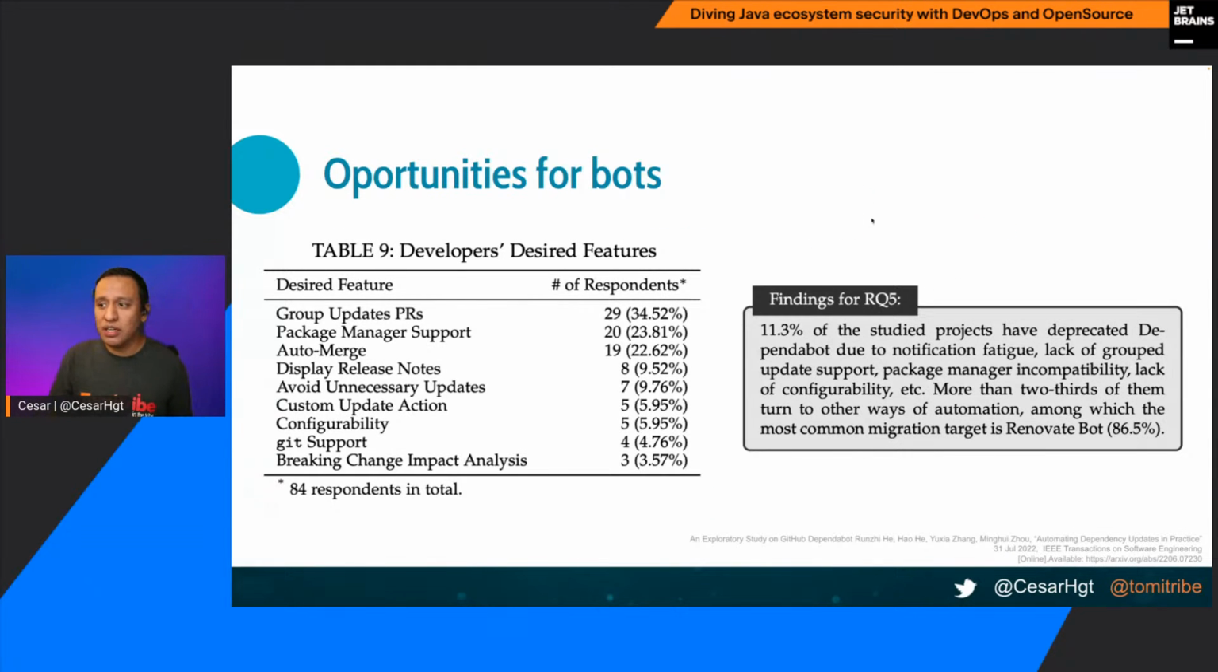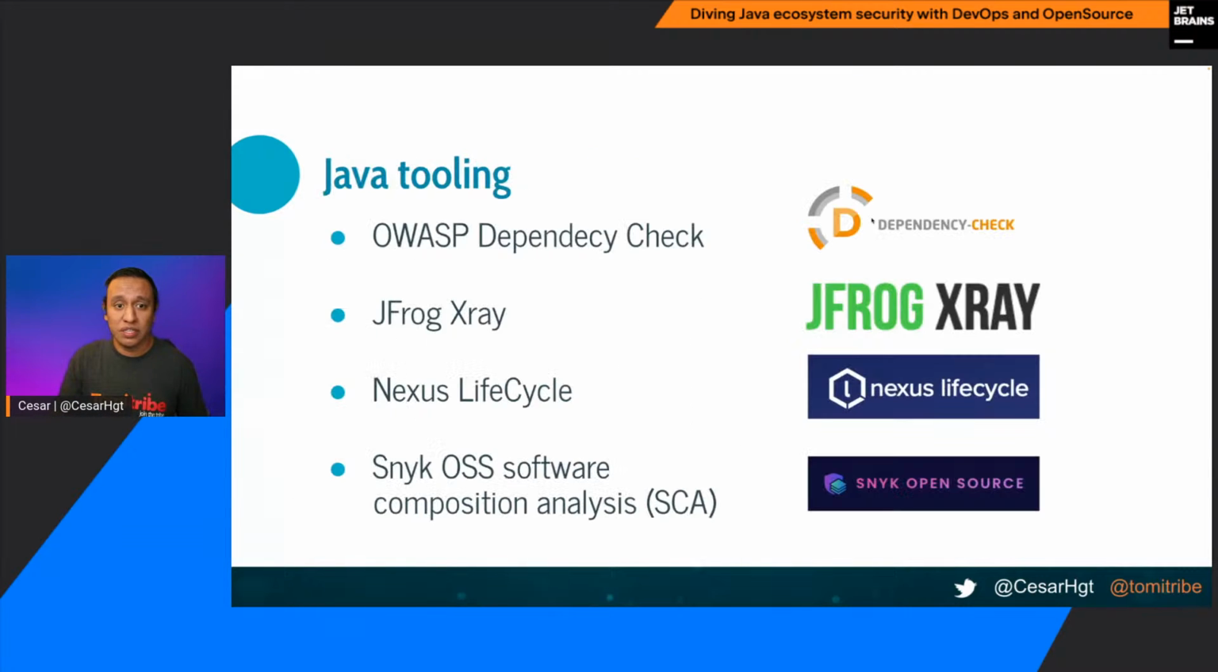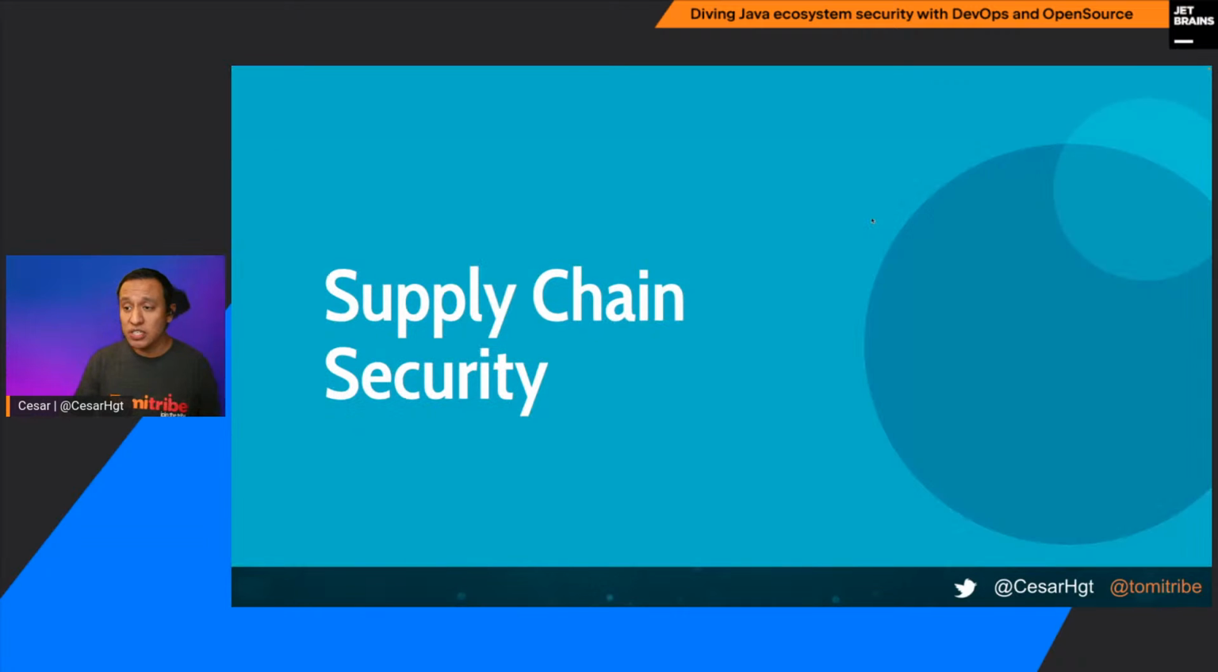And last but not least, the study showed that more than 11% of the projects deprecated the use of Dependabot after all those reasons that we just saw. For Java tooling, and again, these are just a glance of many others that are available. I'm not talking in this session about continuous integration and continuous delivery, or many static code analysis tools. I have a couple of recommendations later on that mention some of that software, but for continuous integration, you can find an entire universe of automation tools. But in terms of how to check dependencies, you have the OWASP Dependency-Check, JFrog Xray, Nexus Lifecycle, Snyk open source software composition analysis, just to name a few related to Java tooling.